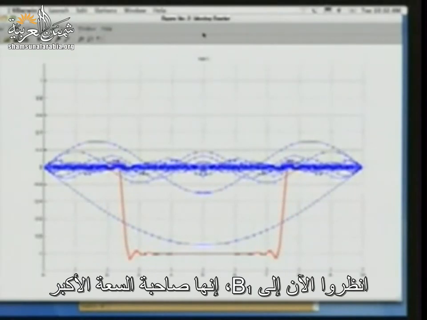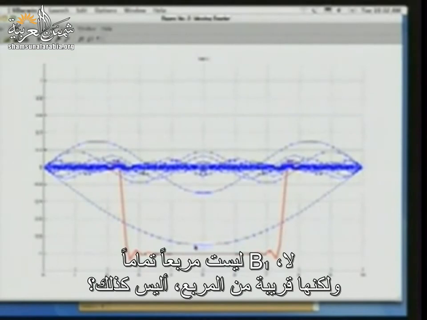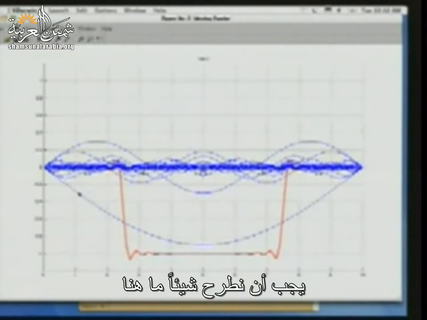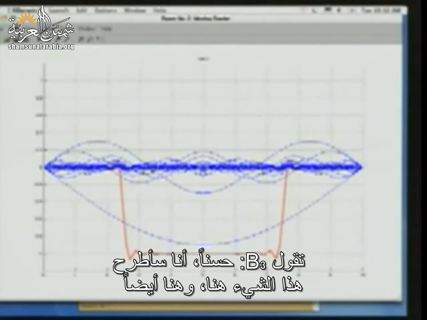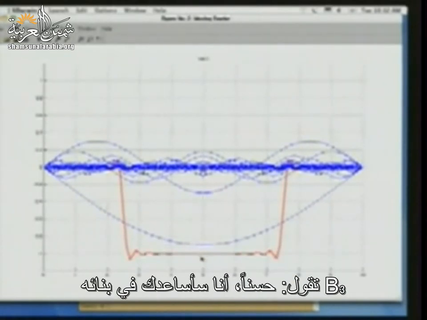Now look at B1. That's a real biggie. Is that a surprise? No, because clearly B1 is not quite a square, but it's almost a square, right? You just have to subtract something here. Well, B3 says, that's okay, I will subtract there, and B3 will subtract here. And B1 is a little shallow here. It's not generous enough, and then B3 says, okay, I'll help you building it up.